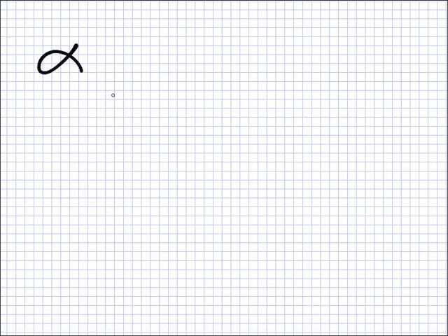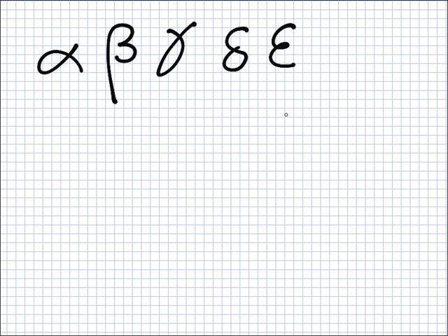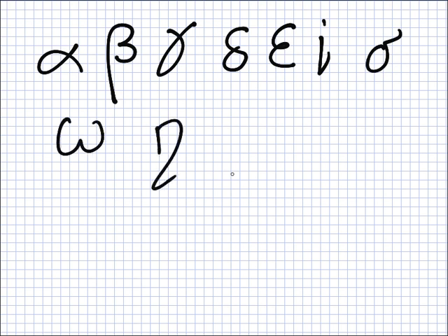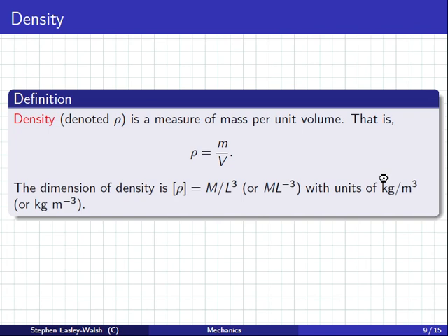What's this one? Alpha. Delta? Yeah. Epsilon? Yeah. Iota? There's sigma. There's omega. That's eta. Kappa. Anyways, don't worry. We'll learn them as we go. So for right now, you need to know this one. Rho. Okay.